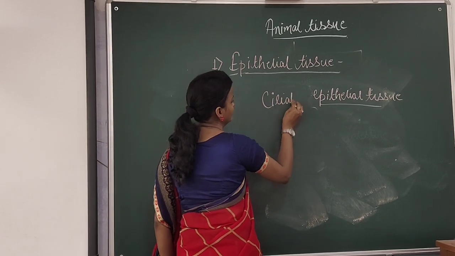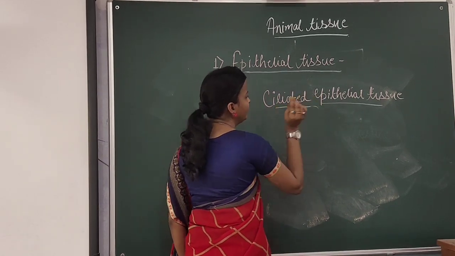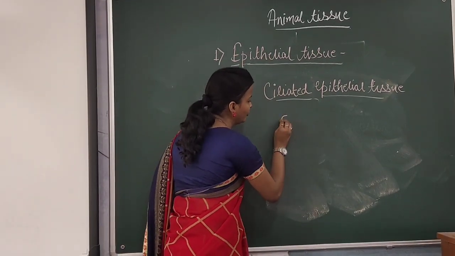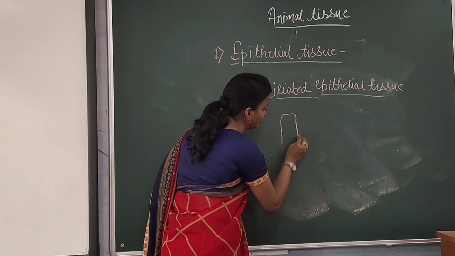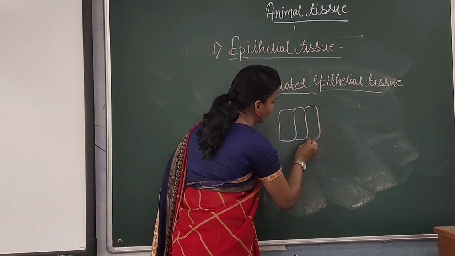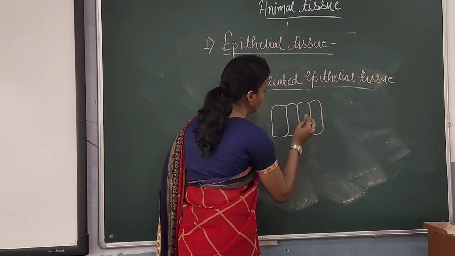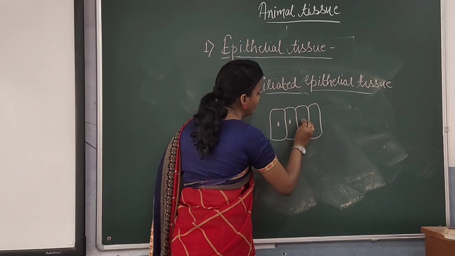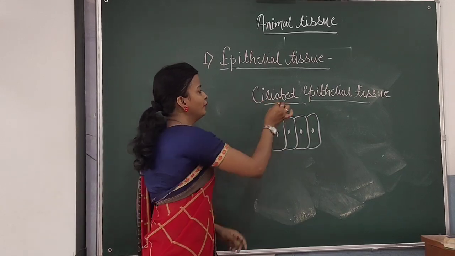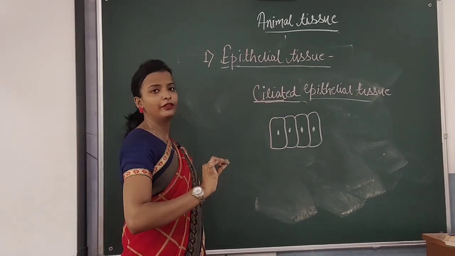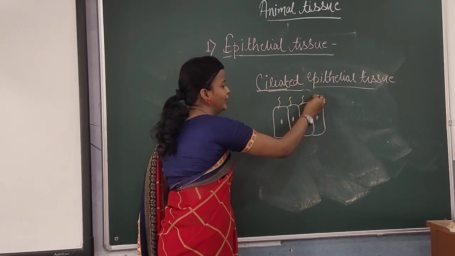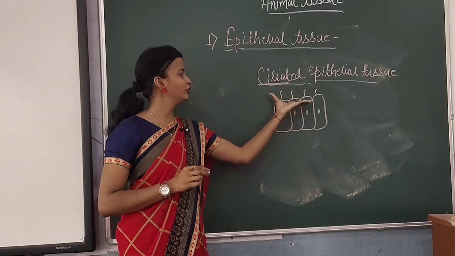Then the last one is ciliated epithelial tissue. When you talk about the structure, it is somewhat like this. It is similar to that of columnar epithelial, but the difference here is the presence of cilia. You can see here the name cilia is given. Now what are cilia? Cilia are hair-like structures. You can see the hair-like structures are present just above these cells.